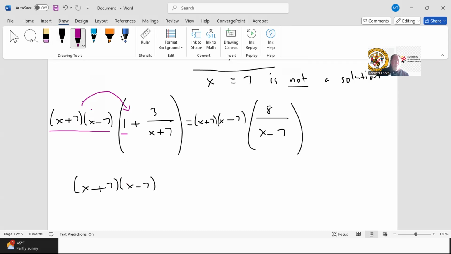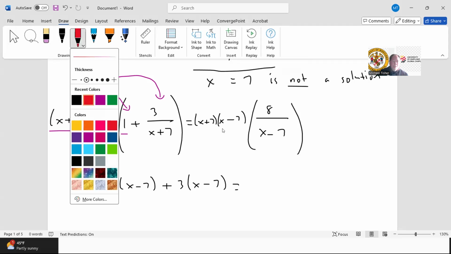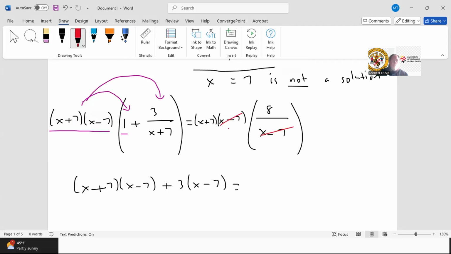And then we'll multiply the x plus 7 times x minus 7 to the 3 over x plus 7. If we do that, the x plus 7 and the x plus 7 will go away, leaving us with just 3 times x minus 7. Okay, now we're on the other side. We have x plus 7 times x minus 7 times 8 over x minus 7. The x minus 7 will cancel out with the bottom x minus 7, leaving us with 8 times x plus 7.